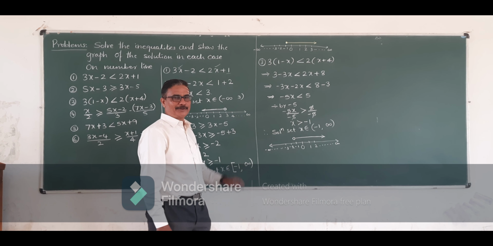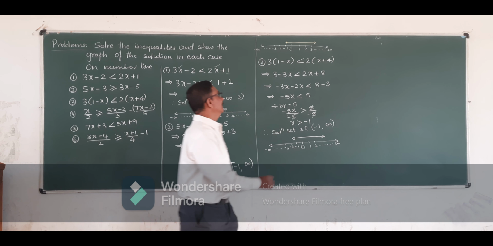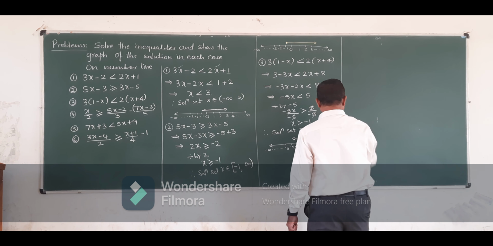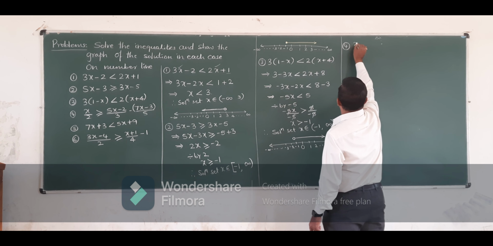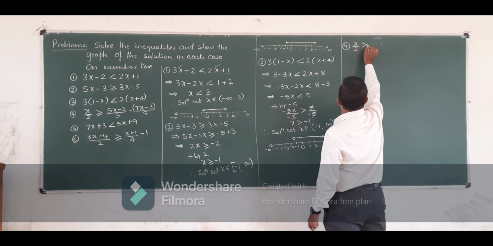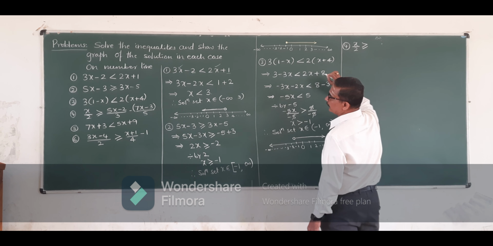It is strict inequality. Whereas fourth problem, number 4: x by 2 more than or equal to 5x minus 2 divided by 3 minus 7x minus 3 divided by 5. Okay, now simplify.